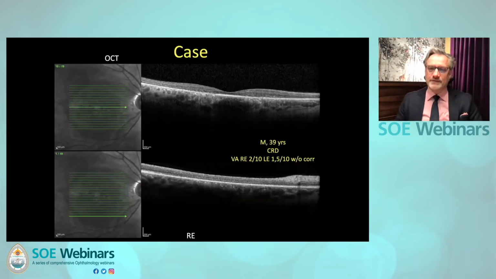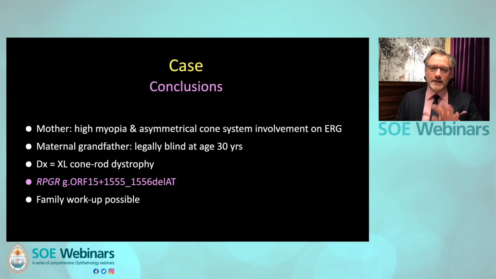Here you can see the center, and you can see that it is devoid of many of the photoreceptors that you would normally like to see present. He's proven to be X-linked cone dystrophy, RPGR mutation, and proves the case, basically.